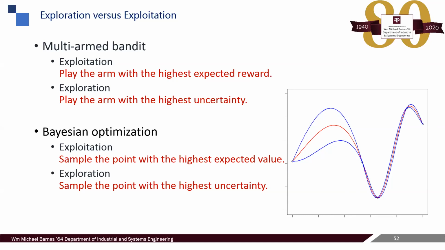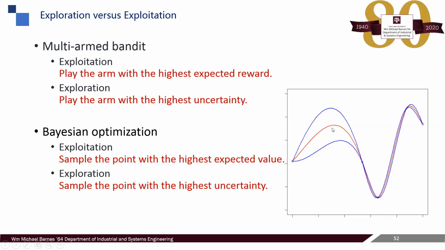Now, exploitation means that we want to sample the point with the highest expected value. So the expected value is the red curve, right? If you consider exploitation only, you need to choose this point because it has the highest expected value. Another idea is to consider exploration, in which you want to sample the point with the highest uncertainty. So it should definitely be in this region, because this region has the highest uncertainty.